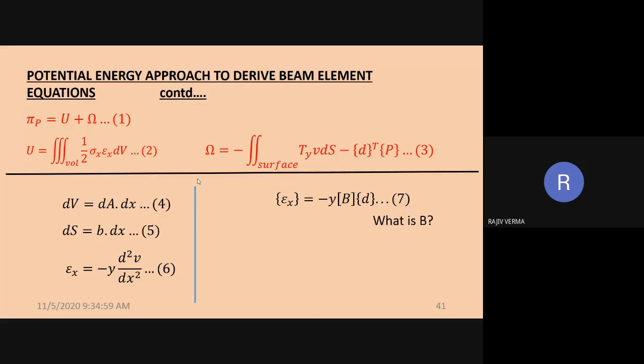matrix B. In this case, the individual elements of B are going to be obtained by the second differential of the shape functions. This is because the term v is being differentiated twice in expression number 6. So B is going to contain the terms corresponding to shape functions which have been differentiated twice. But I'm not giving you the matrix corresponding to B. This is one thing which you are supposed to evaluate on your own.